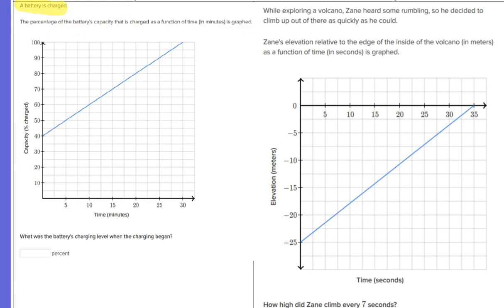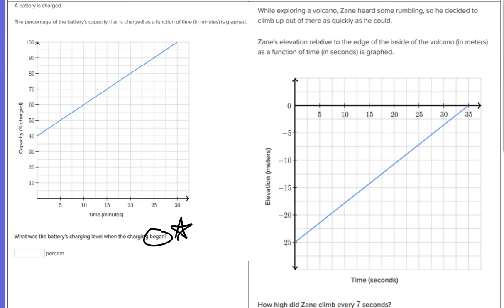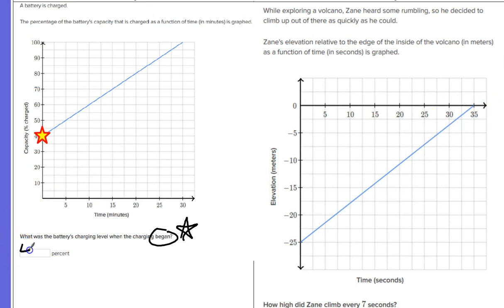And it asks, what was the battery's charging level when the charging began? Well, begin is another word for the start. So we want to know where the charging began, that's where it starts. It starts when the time is no minutes at all, obviously this is 0. So this is the start right here. When charging began, the meter was at 40%. Okay, so no big deal. Charging began at 40%.